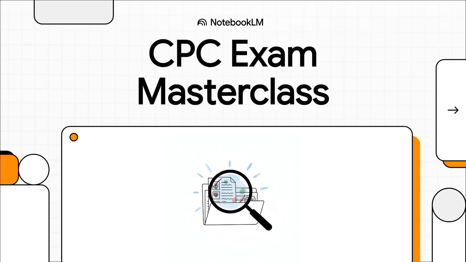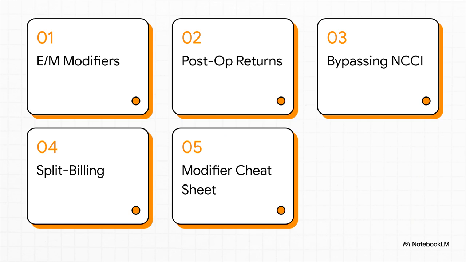All right, today is a big one. We're moving away from just learning the modifier rules in theory, and we're actually going to apply them. We're talking timed, high-stakes case study dissections, just like you'll see on the actual exam. Let's get into it. Here is our roadmap for today's explainer. We'll be hitting E&M modifiers 25 and 57, post-op returns, bypassing NCCI edits, split billing, and then wrapping it all up with a really handy modifier cheat sheet.